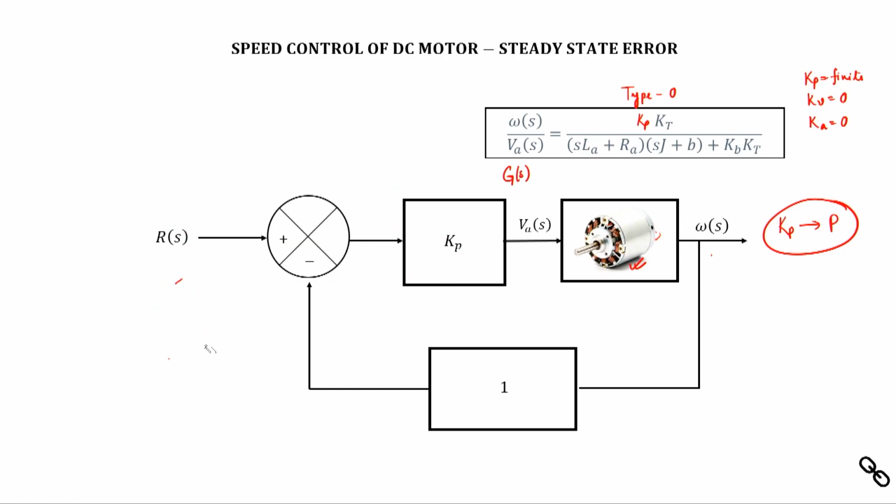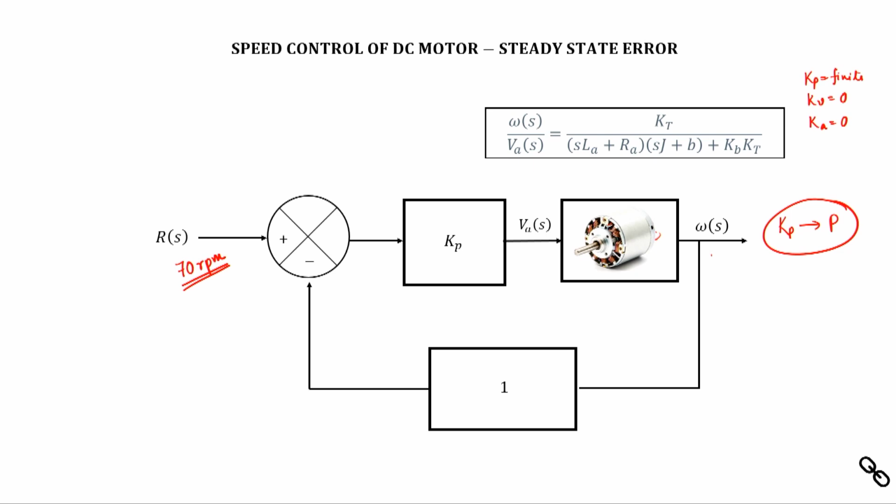So here is the problem statement. My problem statement is, I want to control the speed of this motor. I want the output of the motor to be 70 rpm. This is how we proceed. I want the output of this motor to be 70 rpm.